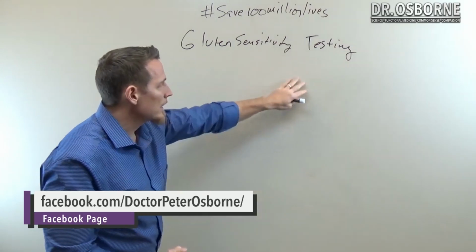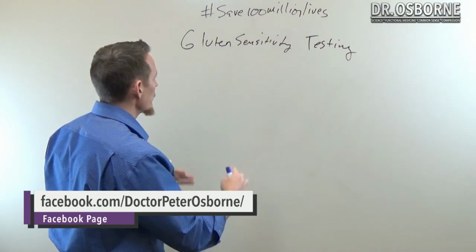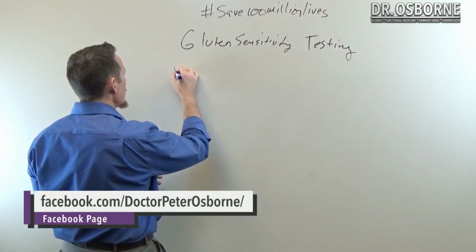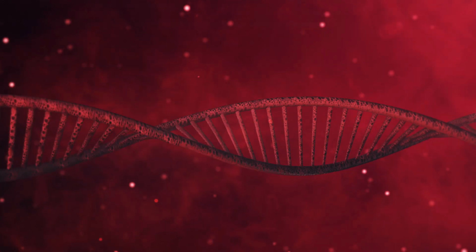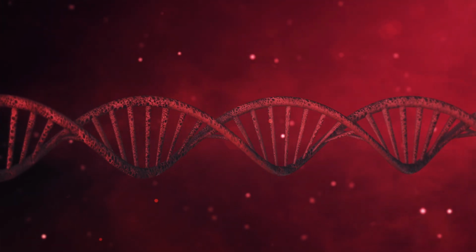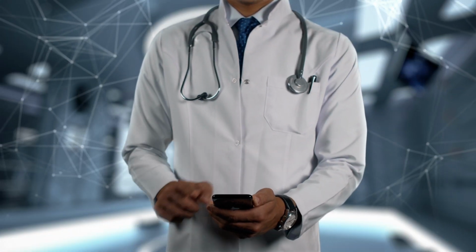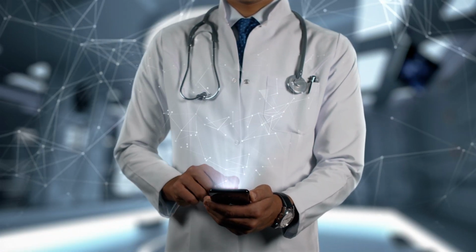Components of gluten sensitivity testing. There are three main types of tests that can be done. There's really more than that, but let's talk about a few. There are certain blood tests that can be done. Then we have a GI or scope test, sometimes referred to as a biopsy.